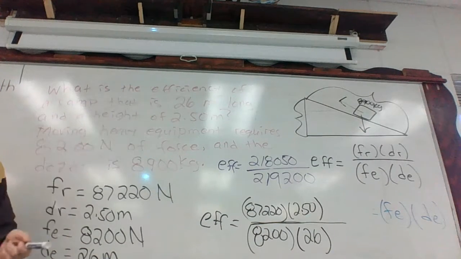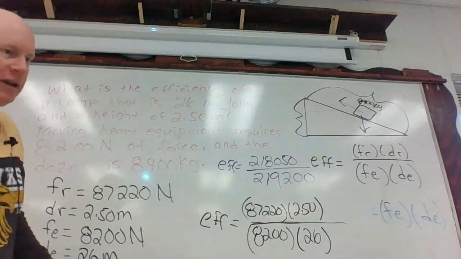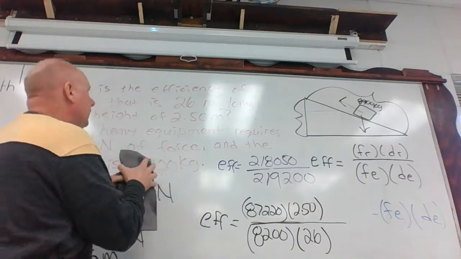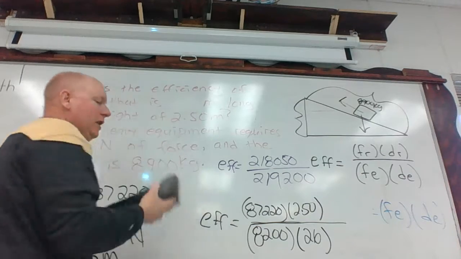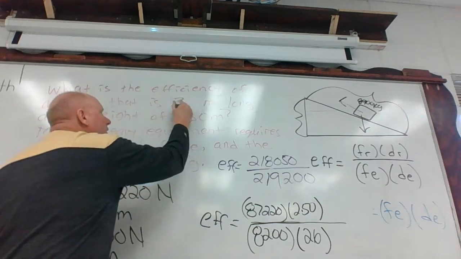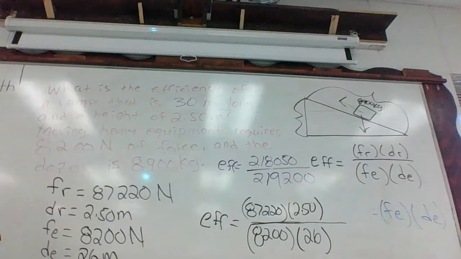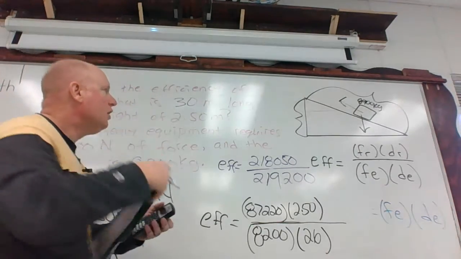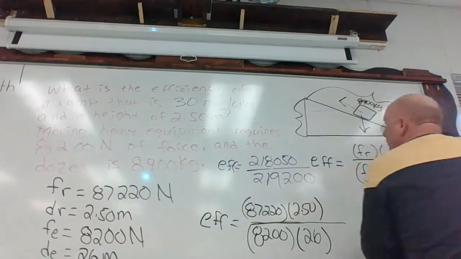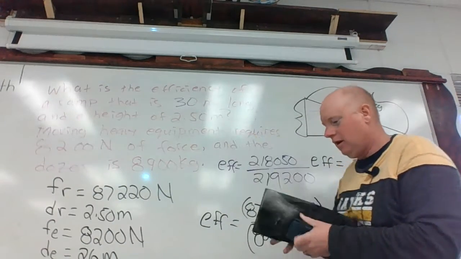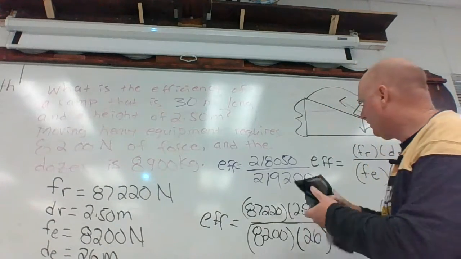Okay. So maybe the best way to solve this would be, let's say maybe it's 30 meters in length. Okay. So now if we take 8,200 times 30, that gives us 246,000. Right. Okay. So we're changing the length of this ramp, saying it was 30 instead of 26. Now that puts 246,000 down here.